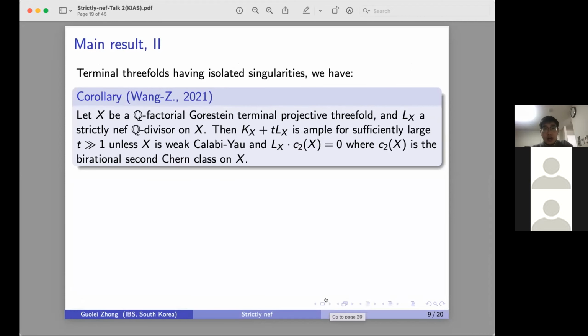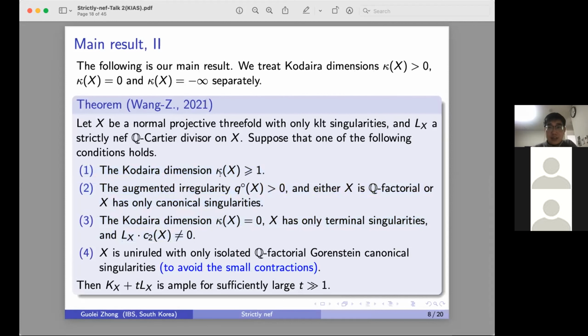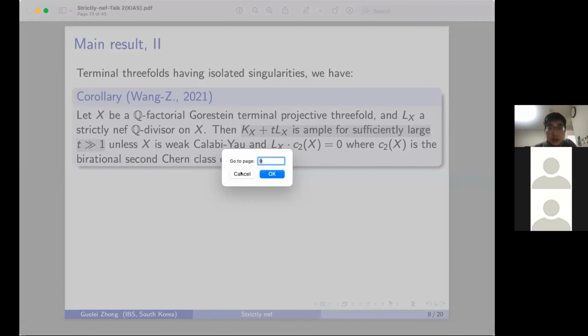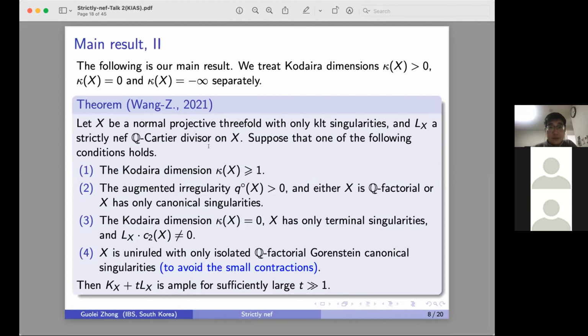Okay, so there are too many conditions here, but maybe we can give a clean corollary. If X is a Q-factorial Gorenstein terminal projective threefold, and there is a strictly nef divisor L_X, then we can show K_X plus tL_X is ample for sufficiently large t, unless X is weak Calabi-Yau and such that L_X times C2 is 0. So you can see every case will be included, except for kappa_X equal to 0 with L_X times C2 equal to 0.